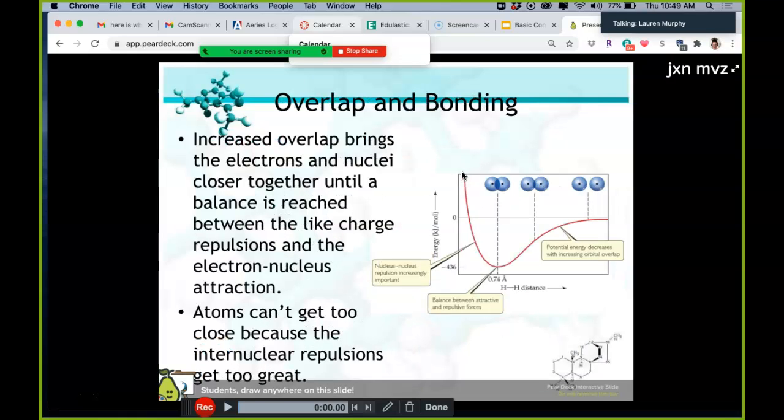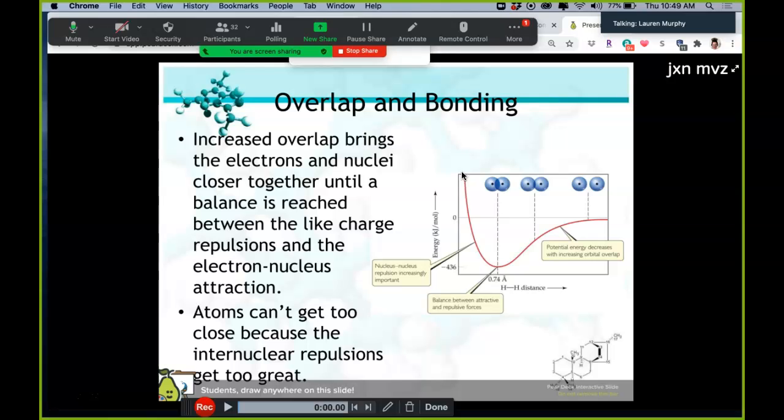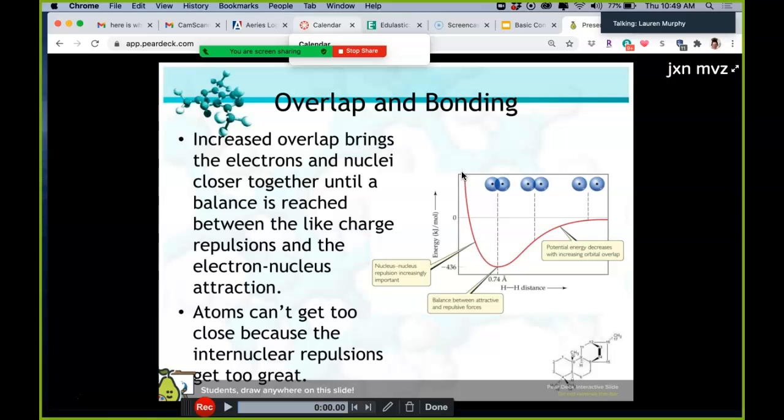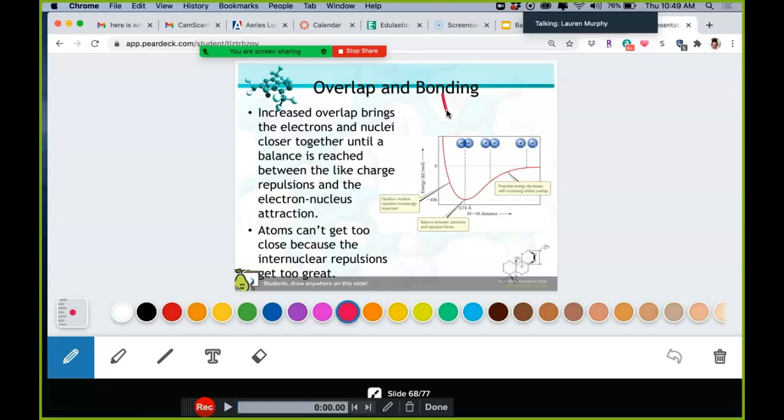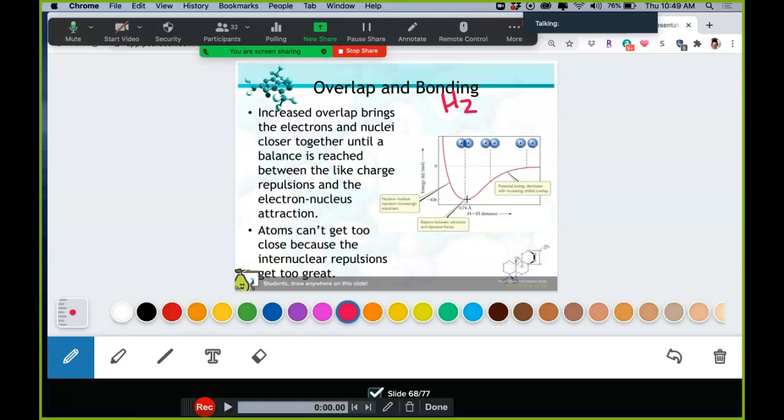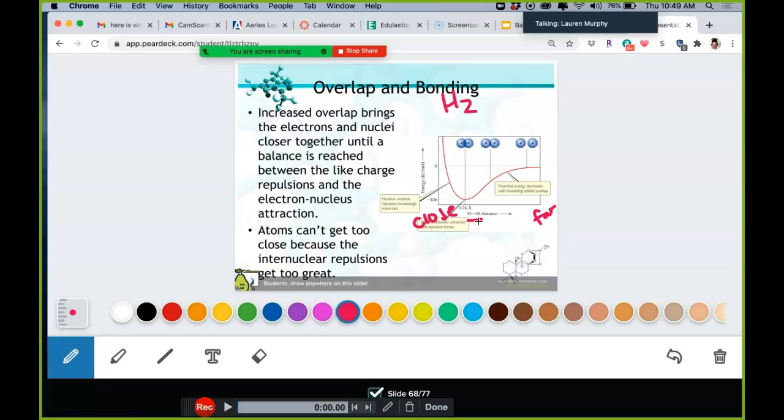Okay, last thing. I'm pretty sure this is the last thing. Overlapping and bonding. So there is a perfect ideal distance that two atoms can be away from one another, and again, it depends on the two atoms involved in bonding. So I need you to be able to read this graph. This is just hydrogen, hydrogen, so this is just H2. We're looking at H2 distance. This is close together, and this is far apart, okay?